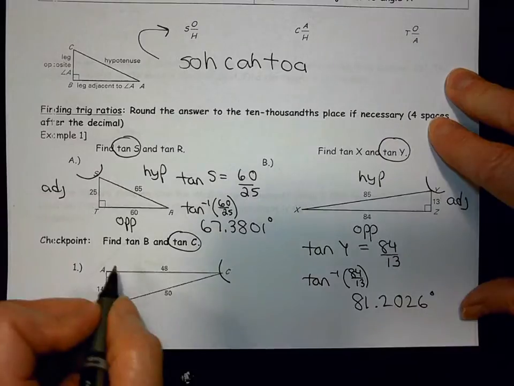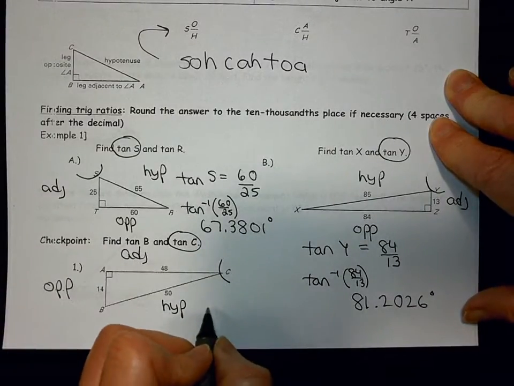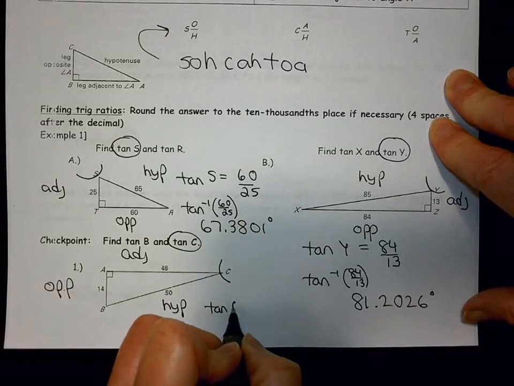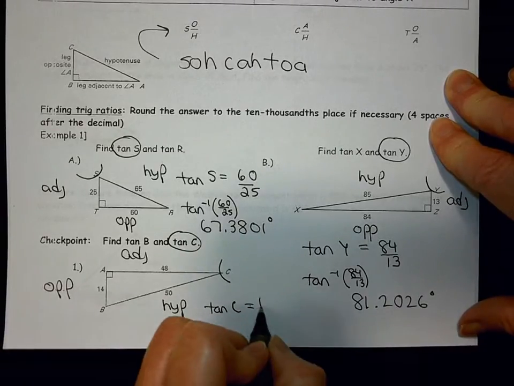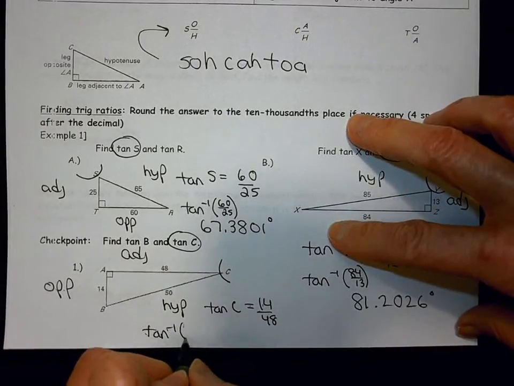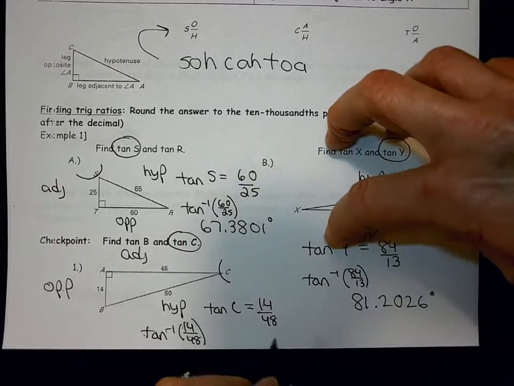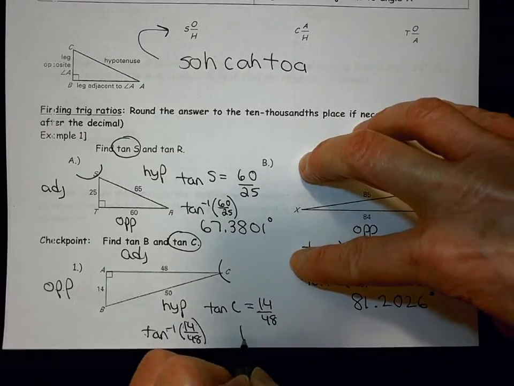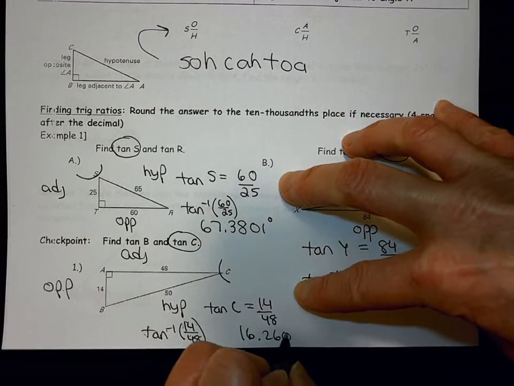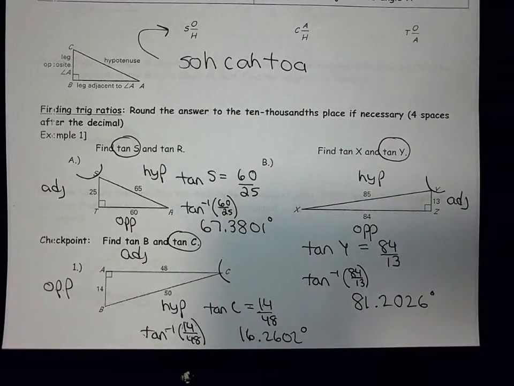And lastly, we chose tan of C. We're standing on C. Hypotenuse is across from the right angle. Opposite is across from the 14, and adjacent is the 48. So tan of C is going to be 14 over 48. Again, tan to the -1, 14 divided by 48. So angle C here is going to be 16.2602 degrees.